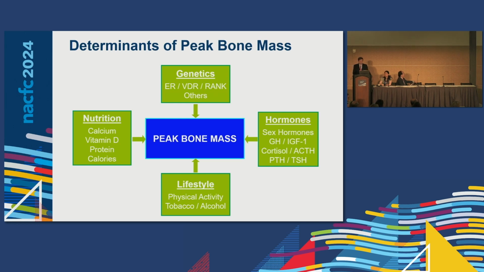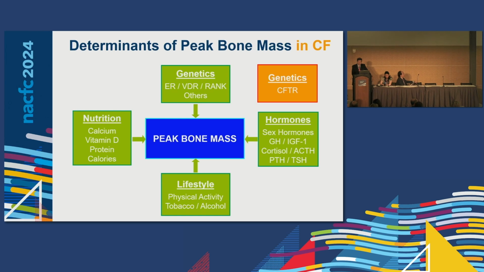Additional factors that determine peak bone mass include adequate nutrition, including calcium, vitamin D, protein, and calorie intake. Hormones are extremely important, in addition to sex hormone, growth hormone, and IGF-1, but also cortisol, ACTH, PTH, etc. And then lifestyle is extremely important as well, especially in adolescence, where increasing physical activity can make a big difference in achieving higher peak bone mass.